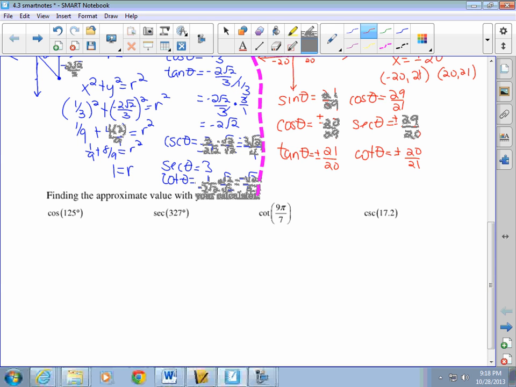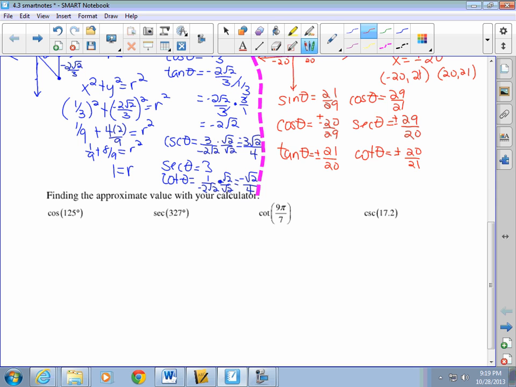Okay, finding the approximate value with your calculator. So when you're doing these ones, you have to watch what your calculator is in and what the question is asking. So if there's a degree in the question, then your calculator needs to be set at degree. If there's a radian or a pi value in there, then you have to have your calculator set to radians. And that is just a matter of changing your mode.